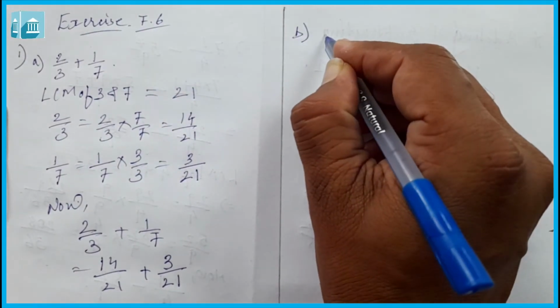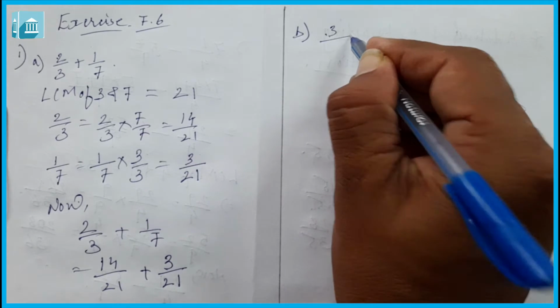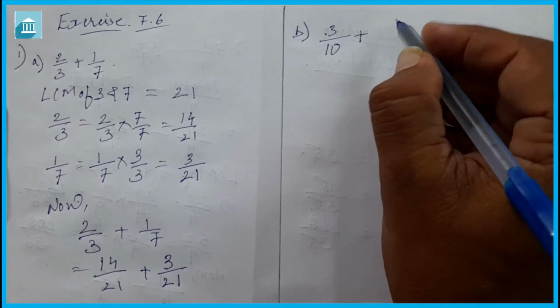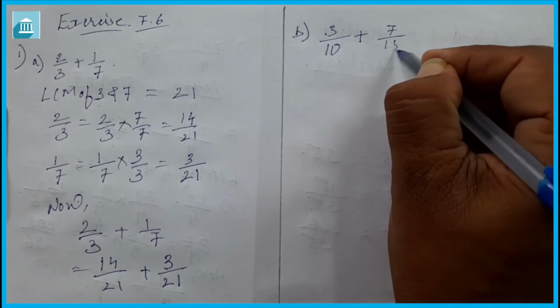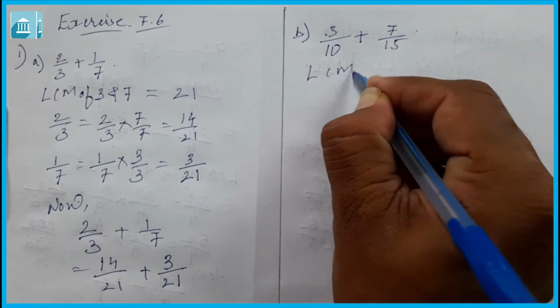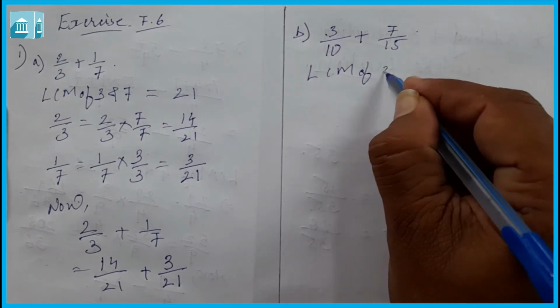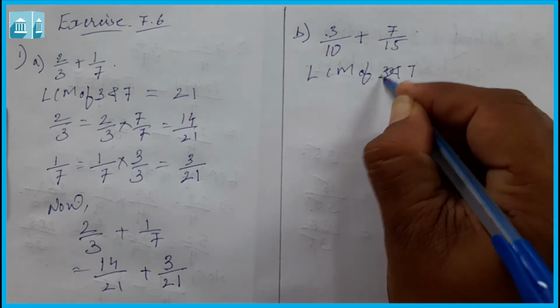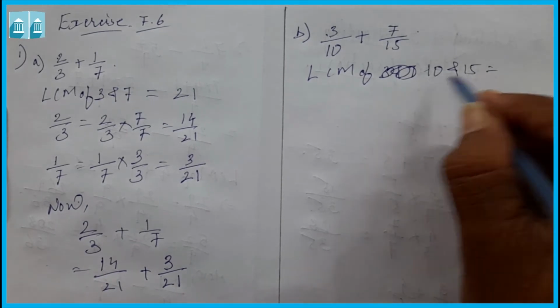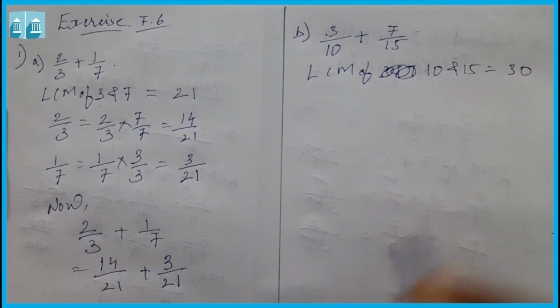B is 3 by 10 plus 7 by 15. Now here it is 3 by 10 and 7 by 15. Again we need to find the LCM of 10 and 15, which is equal to 30.